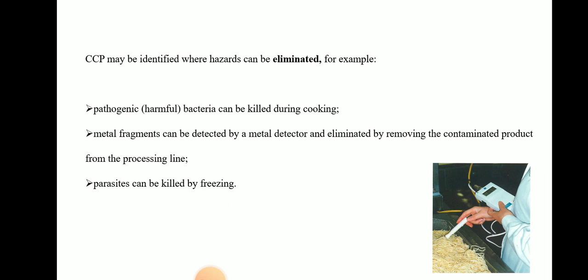Similarly, there are CCPs which can be eliminated. Examples include pathogenic or harmful bacteria that may be killed upon cooking, so it is an elimination step. If we are not able to do that at that particular step, cooking, then we won't be able to kill those pathogenic bacteria. That is what I said, CCP is very important. Then metal fragments can be detected by a metal detector and eliminated by removing the contaminated product from the processing line. Also, parasites can be killed by freezing.